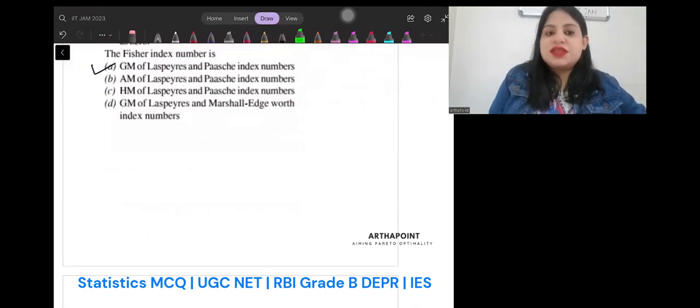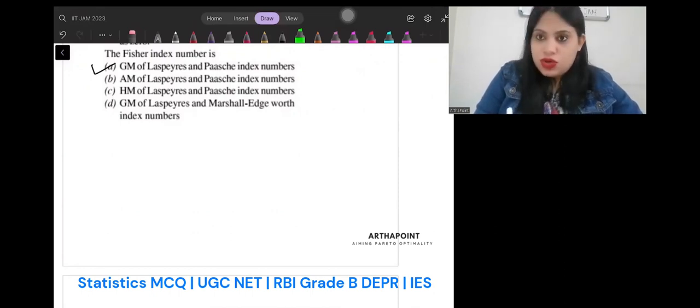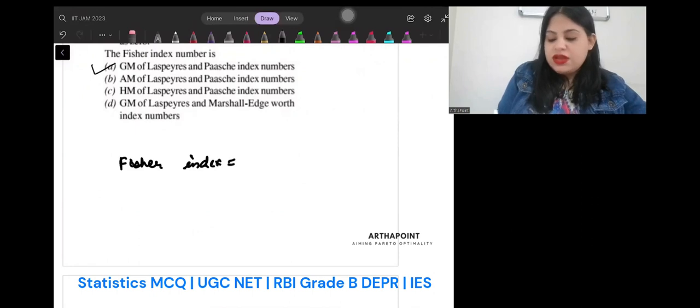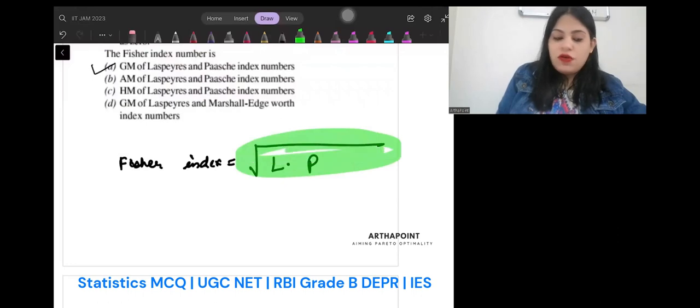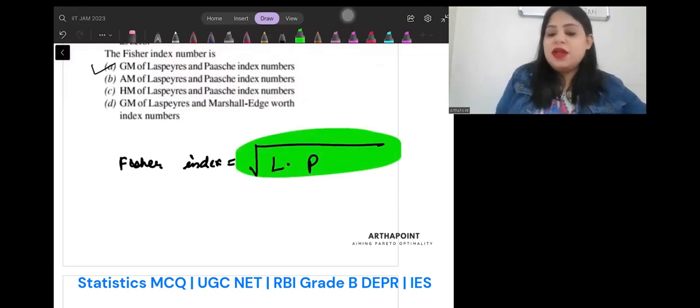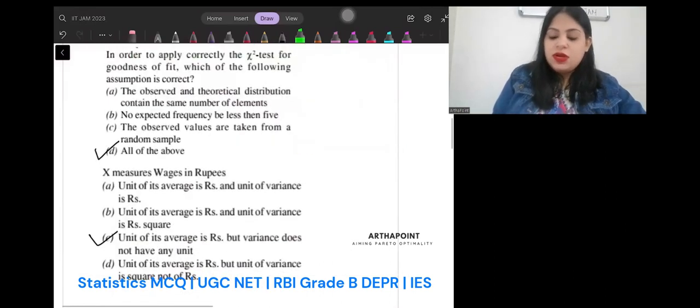The Fisher's index is, so Fisher's index is actually the square root of Laspeyres into Paasche. That is Fisher's index. Because this is under root of Laspeyres into Paasche, it is the geometric mean of Laspeyres and Paasche. So answer will be A. Okay, come to the next question.